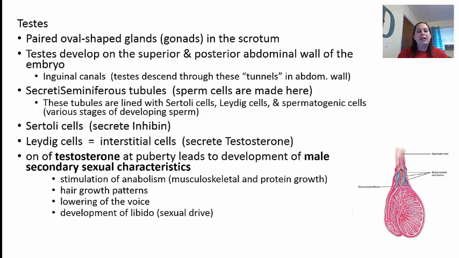With the testosterone, when it starts to be produced in larger amounts during puberty, it leads to the development of male secondary sexual characteristics. This is going to cause what we call the stimulation of anabolism, which is the musculoskeletal growth, where we see that the male's body looks a little bit different. Normally broader shoulders, thinner waist where it's more straight. We also see the muscle distribution starts to change because of protein growth. Hair growth patterns will change too. They'll also get some hair on, of course, their face, under the arms, the genital area, but also it could be on their chest, their back, that sort of thing. We also see lowering of the voice and the development of their libido, which is their sex drive, and this is due to the presence of testosterone.